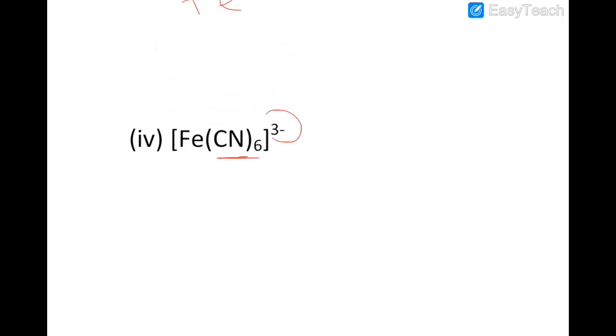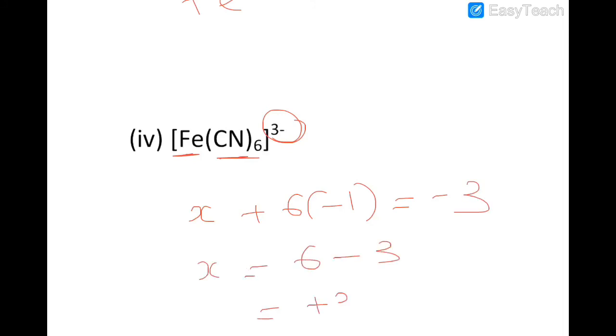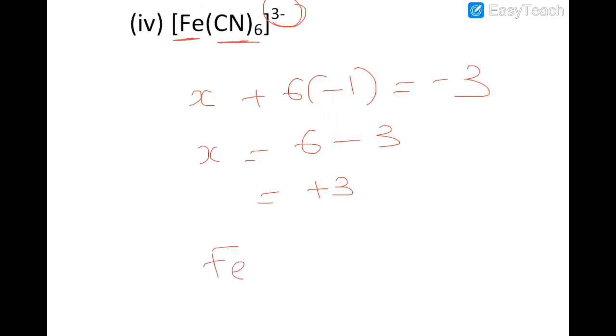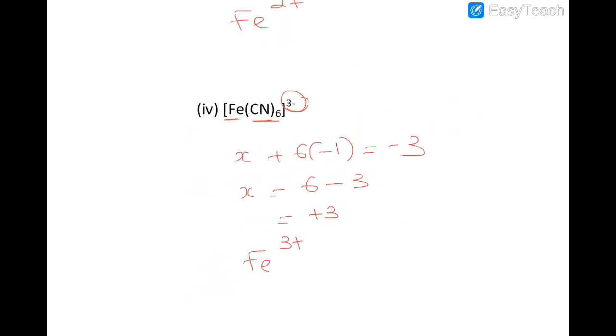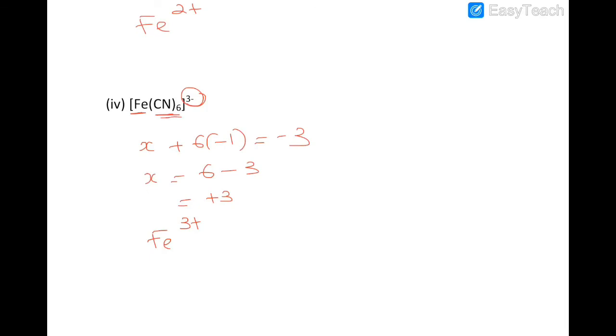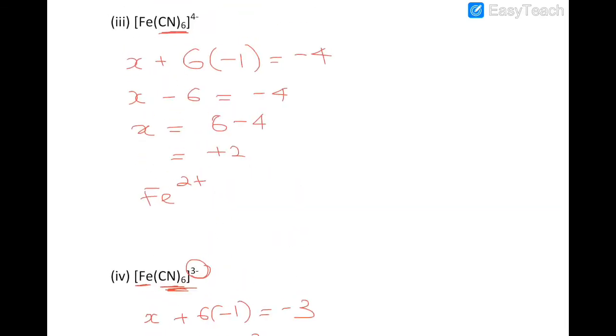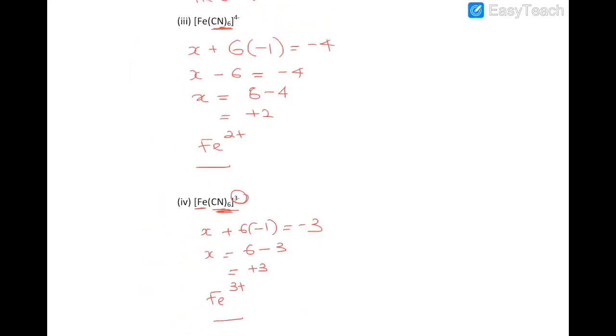Let's try this one. Here the overall charge is different, so the oxidation state of iron would be different. 6 times -1 is -6, and the overall charge is -3, so X would be +3. So here it is Fe3+. So that would be hexacyano iron(III). Here this would be hexacyano iron(II).